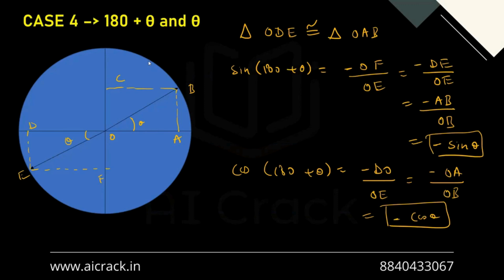Now after case 4, we have case 5 and case 6 as well. That is 270 minus theta and 270 plus theta for the 4th quadrant. But we won't be doing those derivations because we have done enough derivations in these 4 cases. We have got an idea on how to do these kinds of derivations, how to relate allied angles with the usual angles, right? So let's directly jump into the conclusions part, that is the shortcut part.